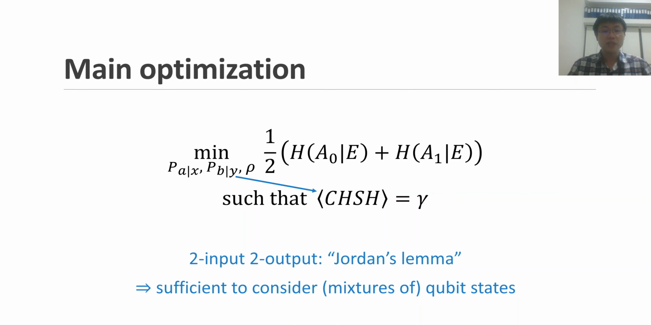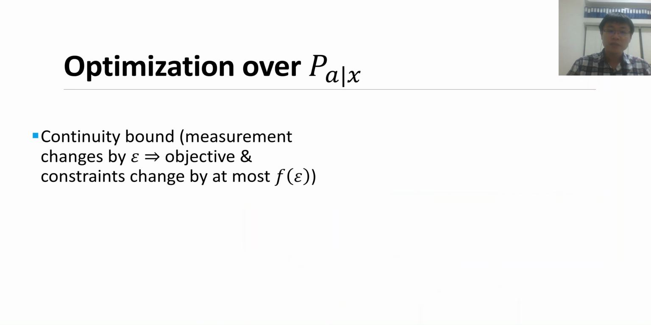And I'll now briefly describe how we tackled this optimization problem. Essentially, the approach we used was to address the optimizations over Alice's measurements, Bob's measurements, and the shared state one at a time. So first of all, the optimization over Alice's measurements was tackled in a fairly direct fashion. We just used a continuity bound in the sense that if Alice's measurement changes by some small epsilon, we proved that the objective function and the constraints can only change by some small function of epsilon.